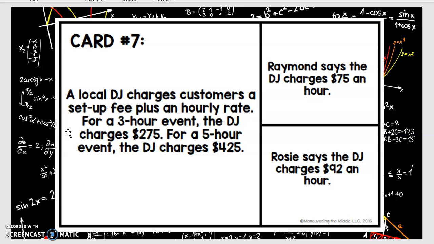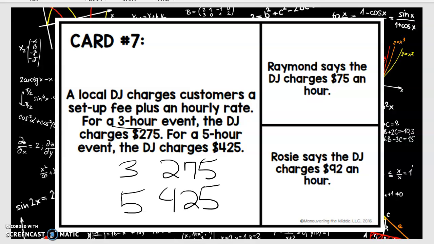All right, you should have pushed pause and now play, and you should be waiting for your answer. So we were going to set up a table for this. For 3 hours, the DJ charges $2.75, and for 5 hours, the DJ charges $4.25. Your table doesn't have to be fancy. It doesn't have to be huge and have a whole bunch of numbers. This is just fine. So this is our table.